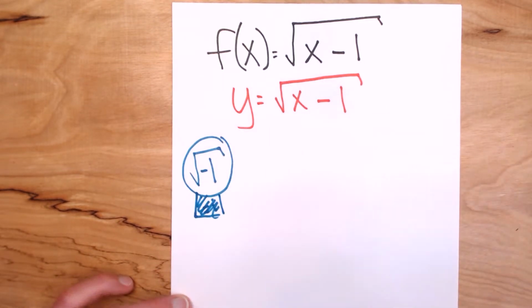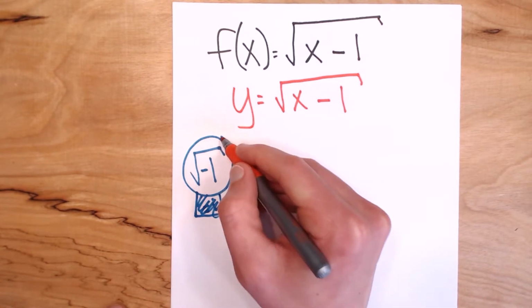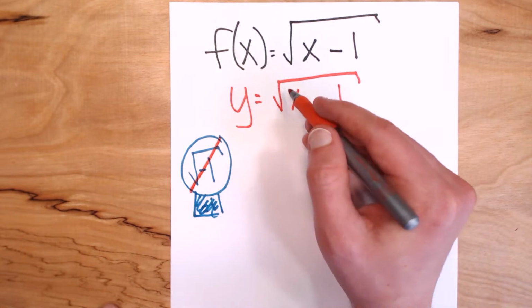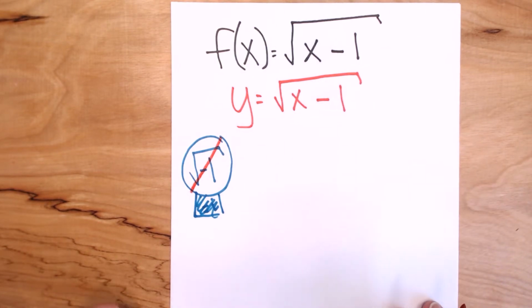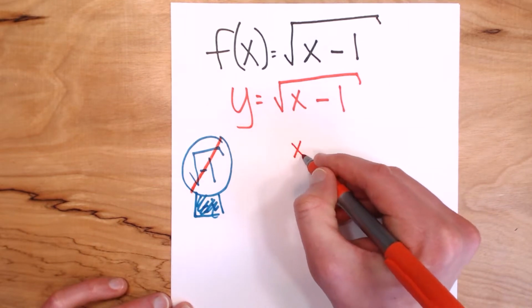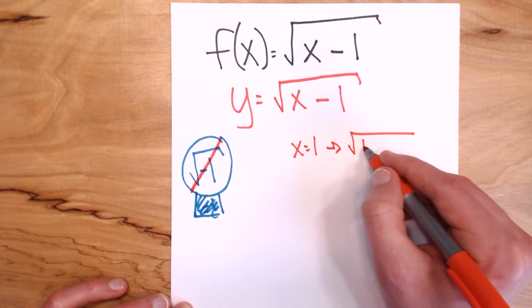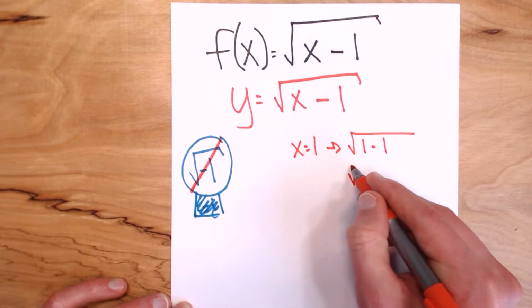This cannot happen. Okay, so our question then is, for what values of x is the square root going to be of a negative number? One thing we could try is x equals 1. If I plug in x equals 1, then I get the square root of 1 minus 1, which is the square root of 0.